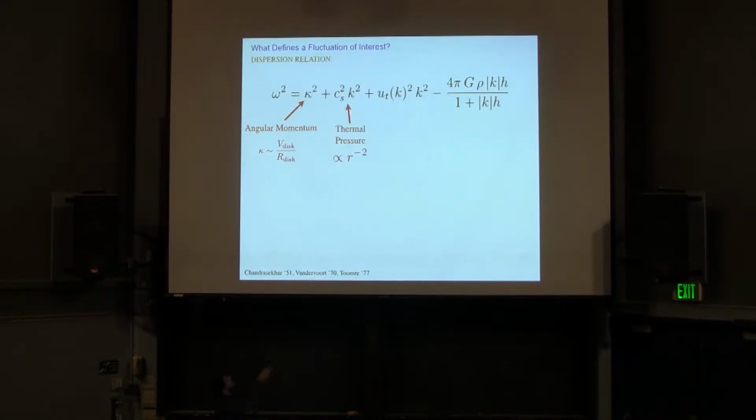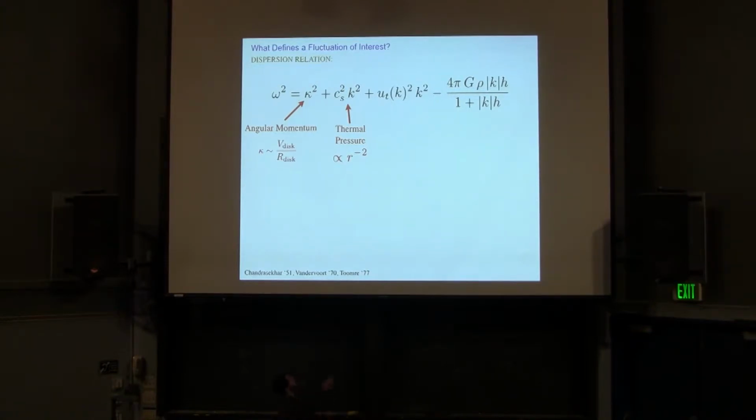Next, we've got cs squared, which is the sound speed squared. So that's essentially the temperature of the gas. And this K, again, is just a scale term. And this is the thermal pressure. So, of course, you have to overcome thermal pressure if you want to be self-gravitating.